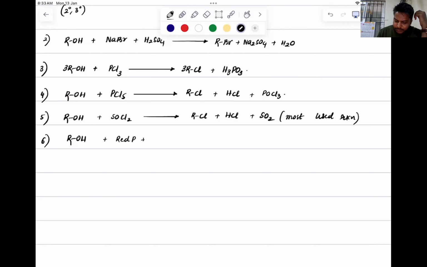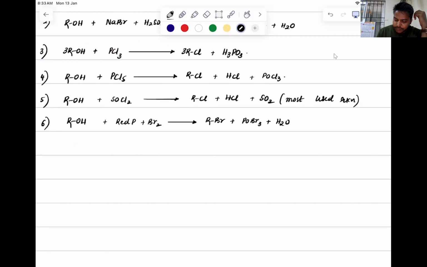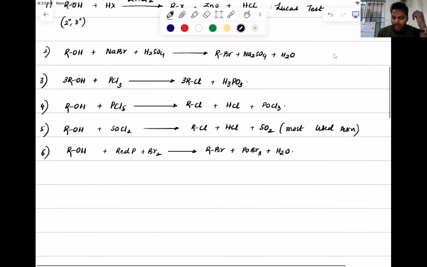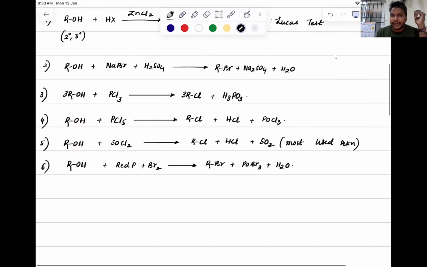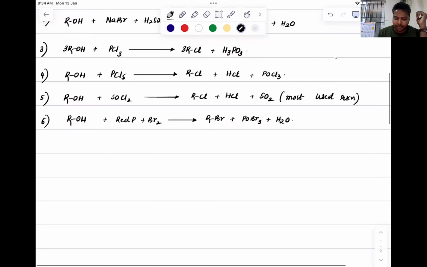Another reaction is alcohol when you react with red phosphorus plus Br2. Okay, red phosphorus plus Br2. So that would give us RBr plus, in this case, POBr3 plus H2. Got it? These are various alkyl halide preparation reactions, guys. Okay, you got to remember this from alcohols.